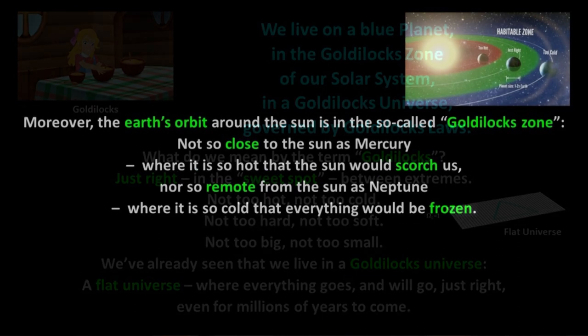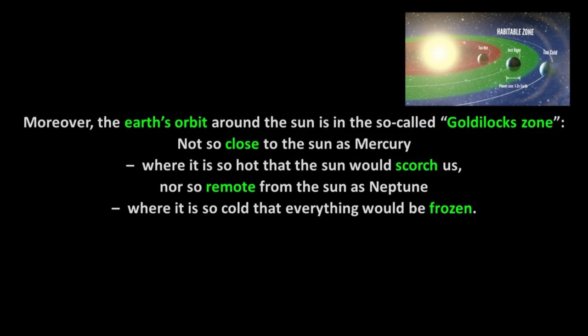But there's more. Moreover, the Earth's orbit around the Sun is in the so-called Goldilocks zone. Not so close to the Sun as Mercury, where it is so hot that the Sun would scorch us, nor so remote from the Sun as Neptune, where it is so cold that everything would be frozen. In other words, if you look at that picture, the Goldilocks zone is that green band that runs around the Sun. In that zone, everything is fine. We have temperatures that we can live by. If you go closer to the Sun, it's so hot you can't live there. If you go further away from the Sun, it's so cold you can't live there. And the Earth's orbit is in the Goldilocks zone, just right between extremes.